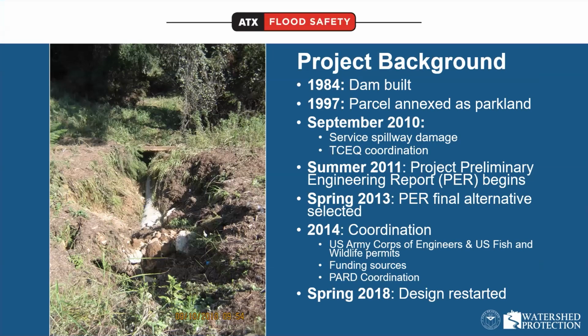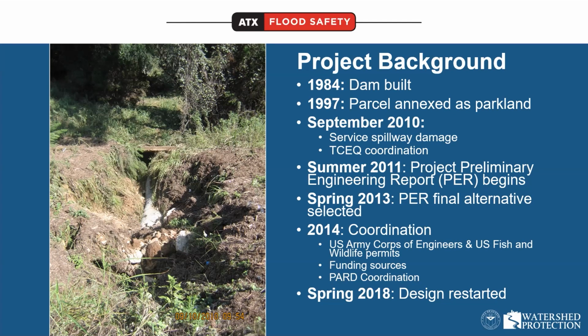So just to give you an overview and some background on the project, the dam was built in the 80s using some of the leftover material from when the subdivision was being constructed. It wasn't engineered as it would be today; it wasn't built to those specifications. It was annexed as parkland in 1997. So that's when it became part of the city of Austin assets. And then fast forward to 2010, there was Tropical Storm Hermine, which dumped a lot of rain in the area. And there was some damage to the spillway that I was mentioning, the service spillway pipe.